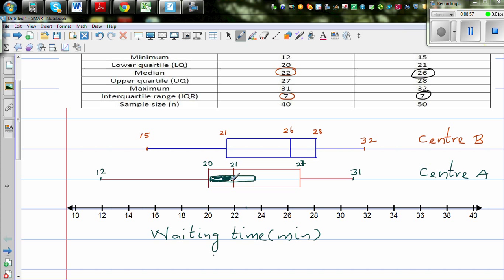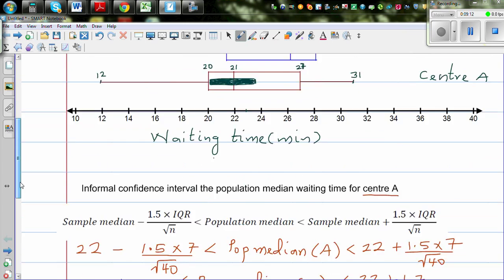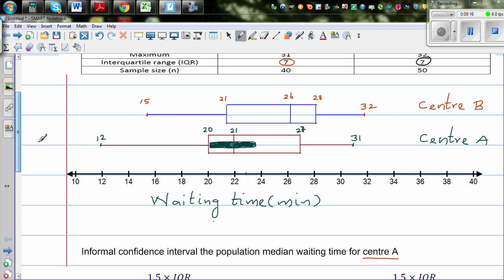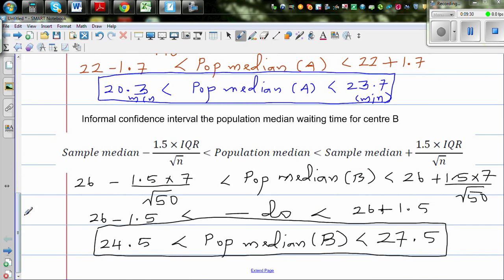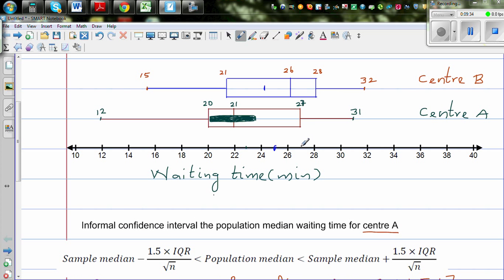That means we can say with almost absolute certainty that the median waiting time for center A is between these two values, 20.3 and 23.7. Whereas for center B, it is between 24.5 and 27.5. Where would 24.5 come? This is 24 and this is 25, so 24.5 is somewhere here. And this is 27 and this is 27.5. So this is the informal confidence interval for center B.